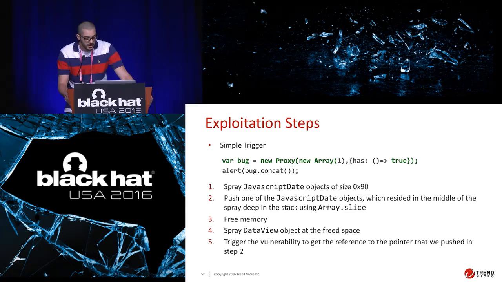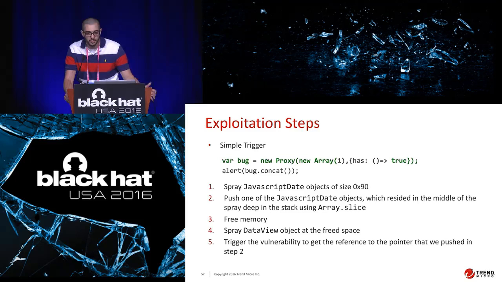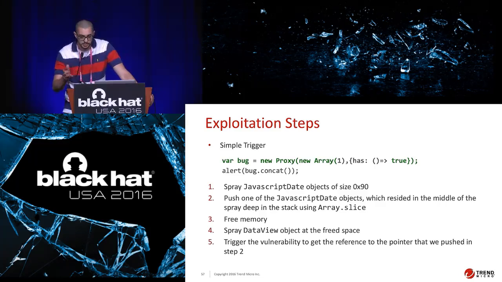As for the PoC, basically he defined a proxy trap for the has method and made it return true, and then set that proxy on an array object, and then just called concat, and that's a simple trigger.